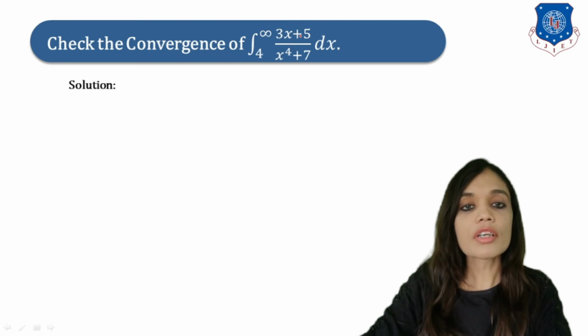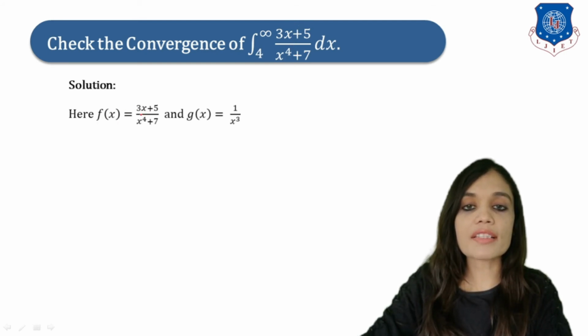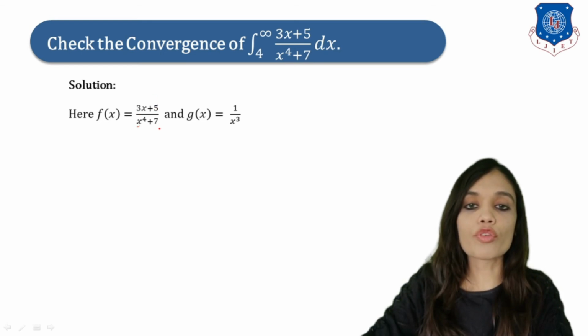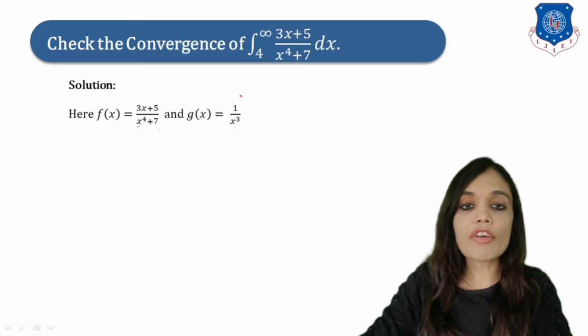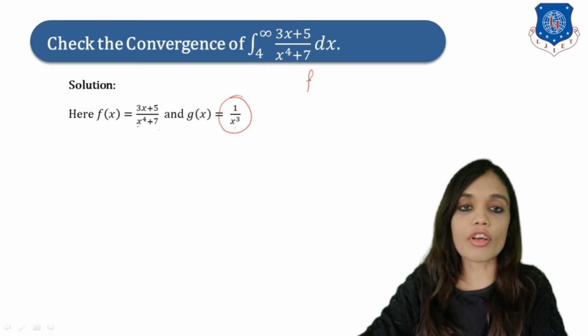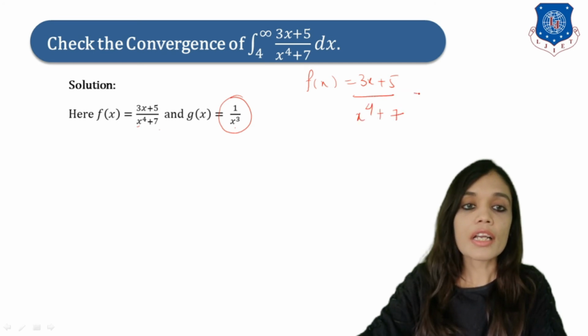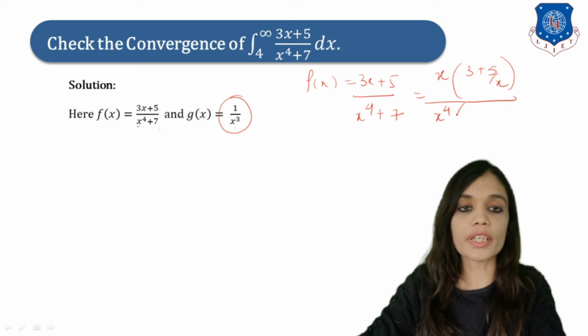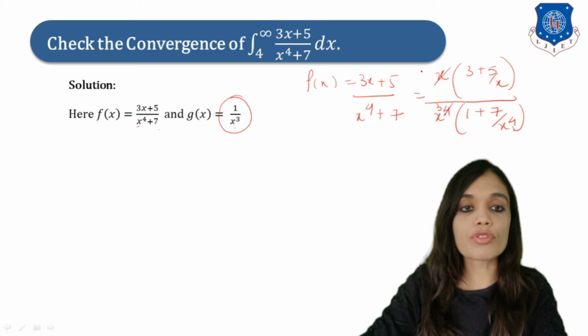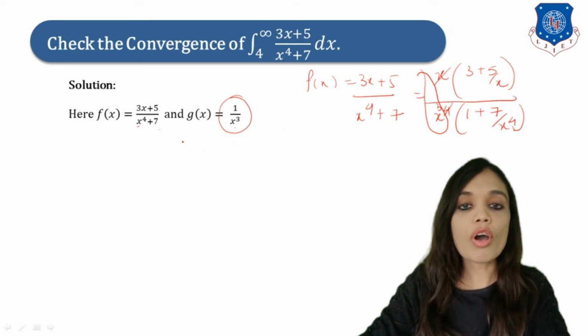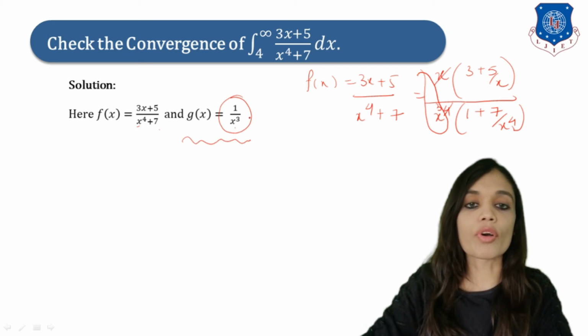So let us start with the solution. So we are given our f of x as 3x plus 5 upon x raised to 4 plus 7, right? And we are assuming our g of x as 1 upon x cube. How have we found our g of x? So firstly write your f of x, that is 3x plus 5 upon x raised to 4 plus 7, right? Now take out x common from the numerator. So what you will get? 3 plus 5 upon x, and take out x raised to 4 common from the denominator. So you will get 1 plus 7 upon x raised to 4. One x will get cancelled out. So what will remain? 1 upon x cube. So we are assuming our g of x as 1 upon x cube, right?